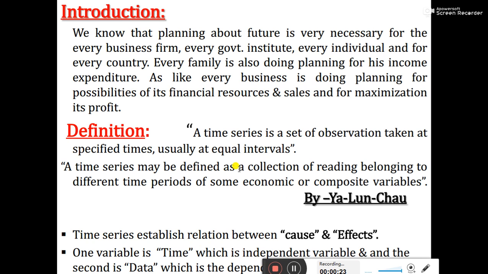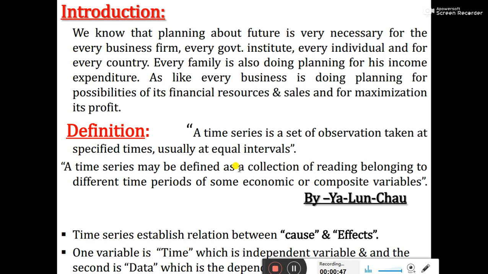So we know that planning about the future is very necessary for every business, every government institute, every individual, and for every country. Every family is also planning for its income and expenditure, just as every business is planning for the possibilities of its financial resources and sales, and for maximizing its profit.